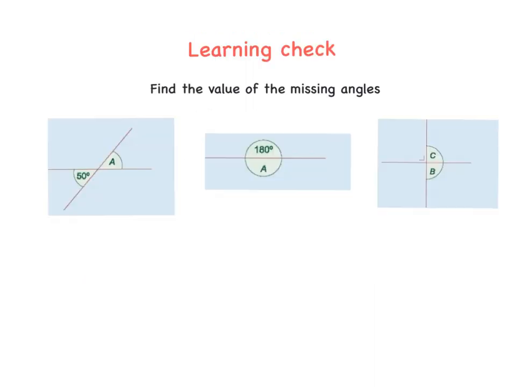So for homework, try to find the value of the missing angles, okay? The first one is really easy. You can just write down what A is, the same in here, and actually the same in here.